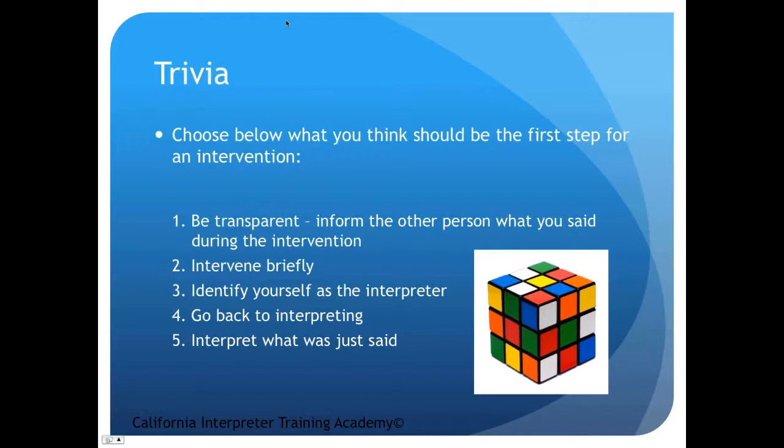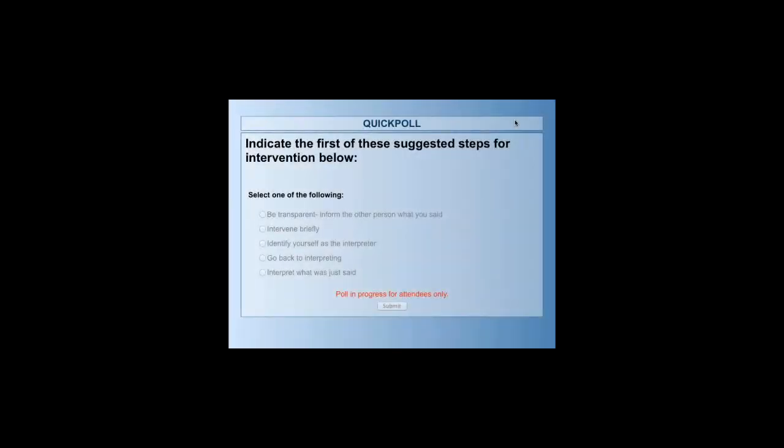All right, here is another trivia for you. Choose below what you think should be the first step for an intervention. Is it to be transparent and inform the other person what you said during the intervention? Is it to intervene briefly? Identify yourself as the interpreter? Go back to interpreting or interpret what was just said? And Michelle, I think you're probably going to switch, correct? Yes, that's correct. Okay, it looks like everybody has voted now for this particular poll question.